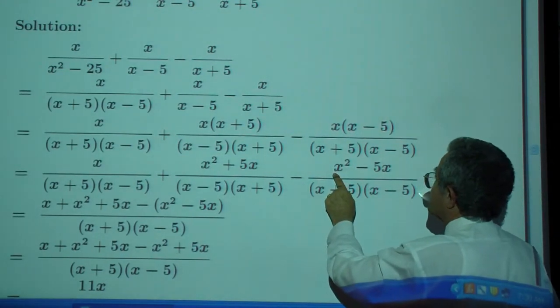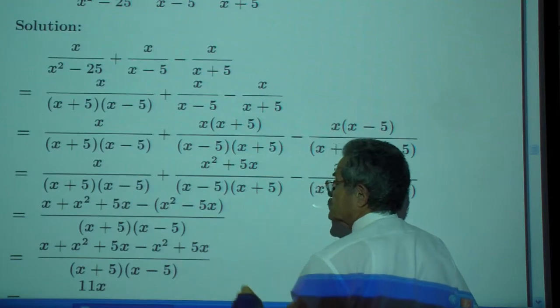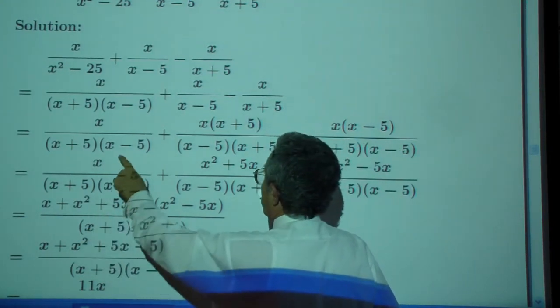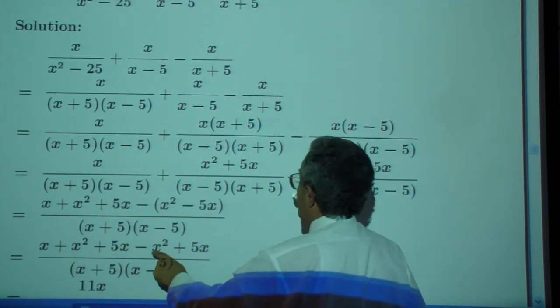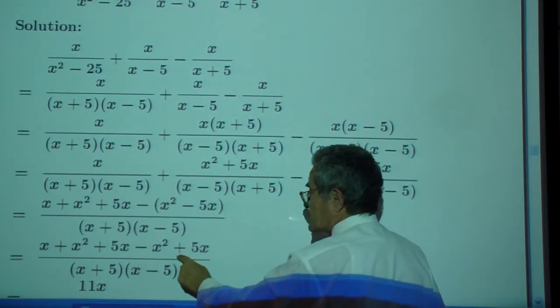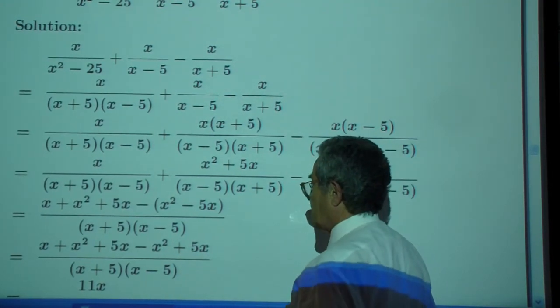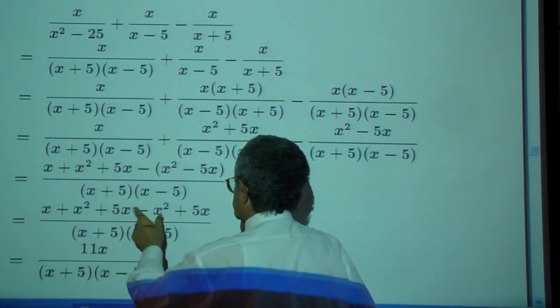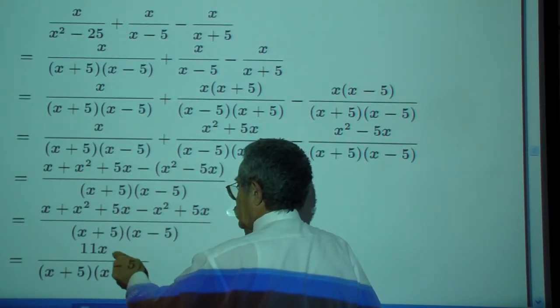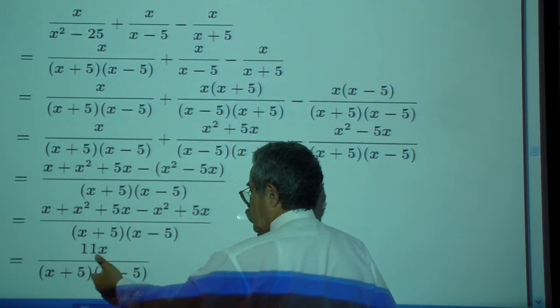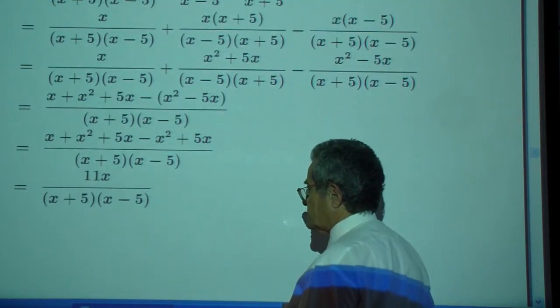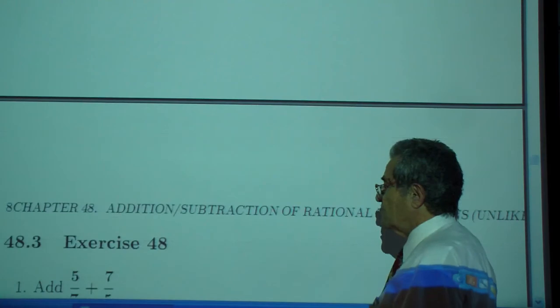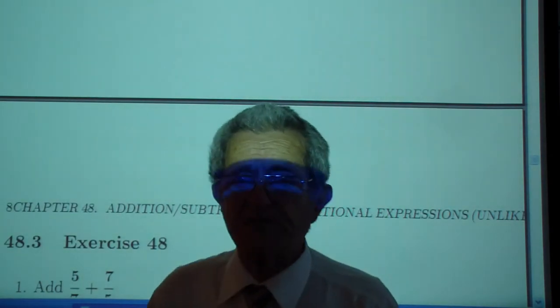I subtracted x squared and I added 5x. So I have x squared plus 5x, minus x squared plus 5x. Okay, here I was careful. And that is supposed to give you, the x squares drop out, the 10x, 11x over x plus 5 times x minus 5. Okay, exercises for chapter 48.